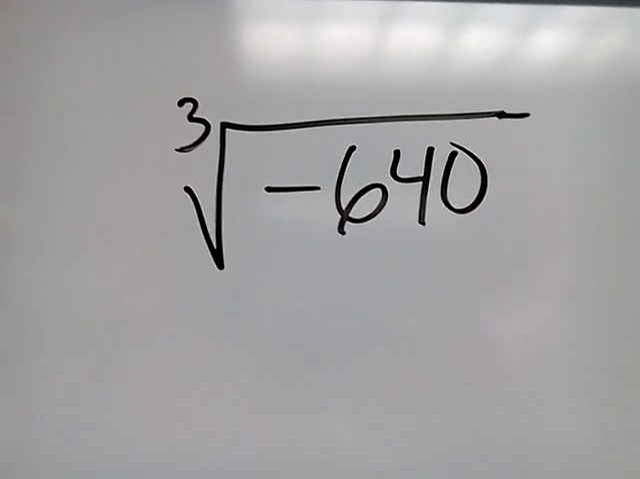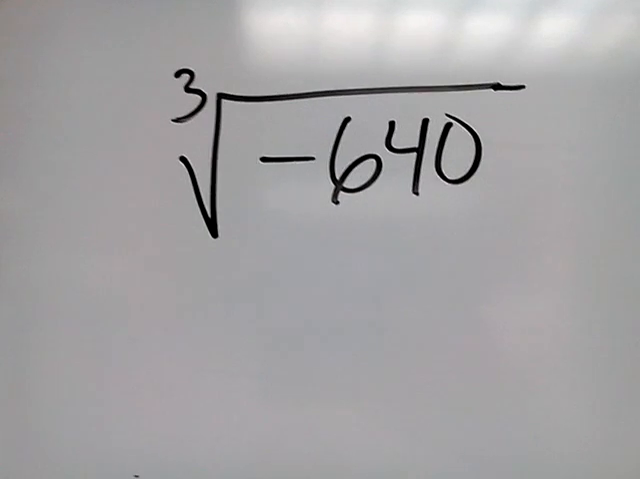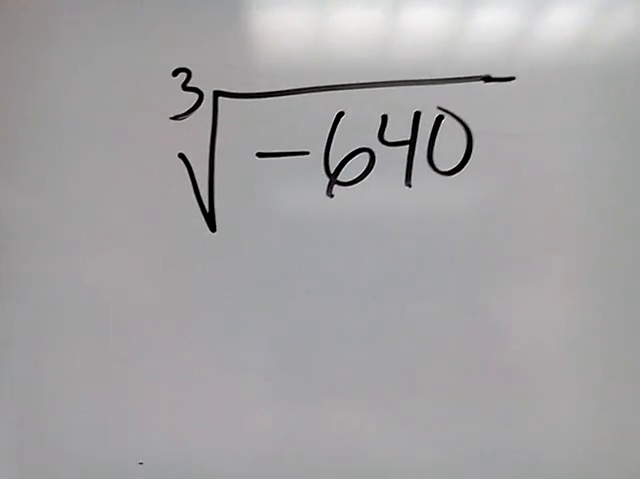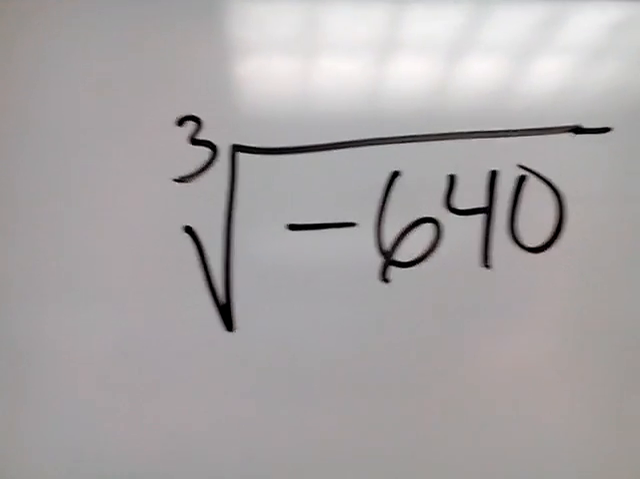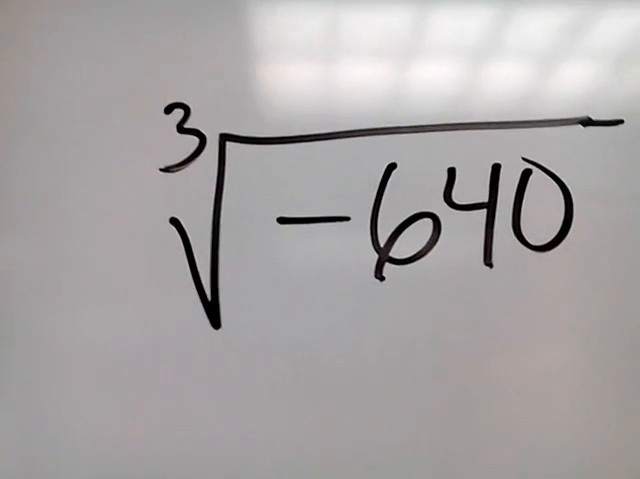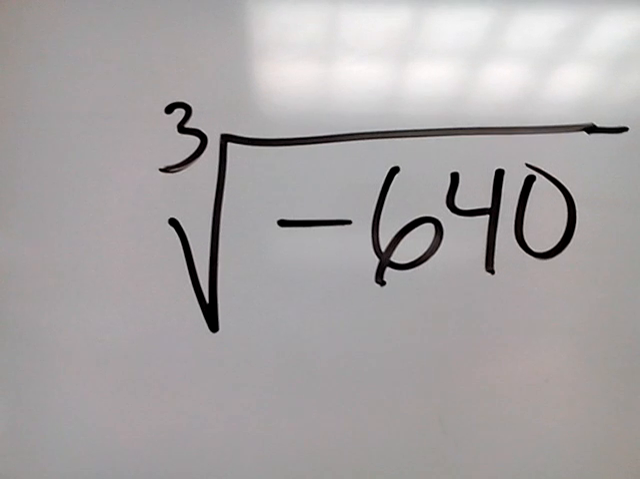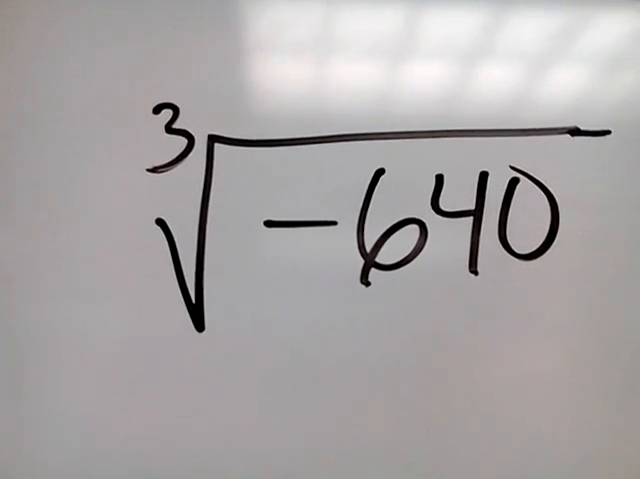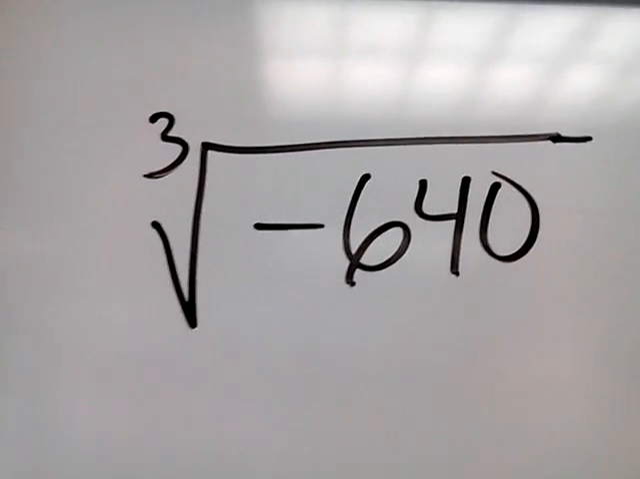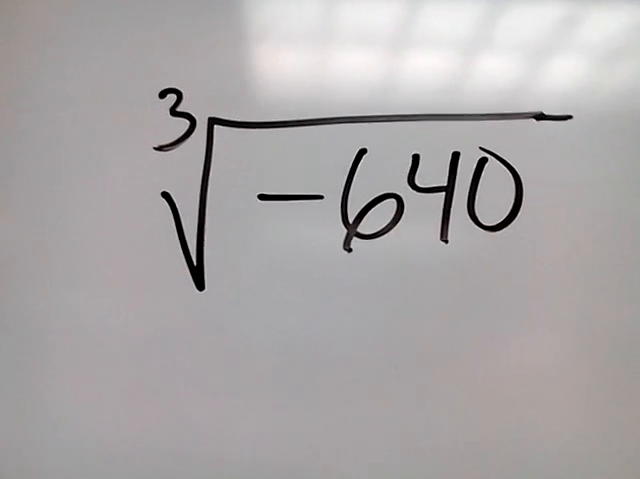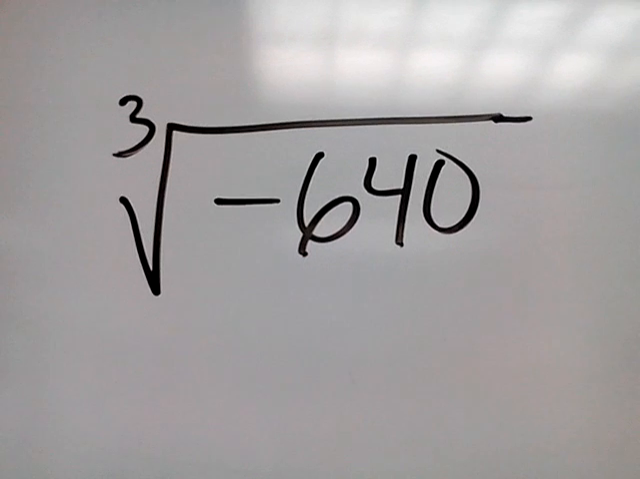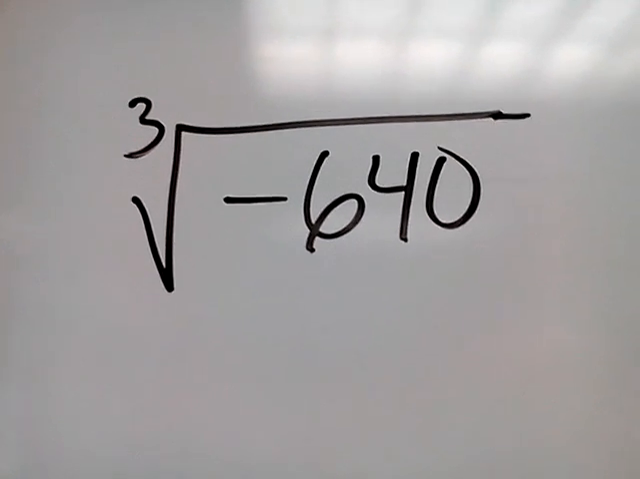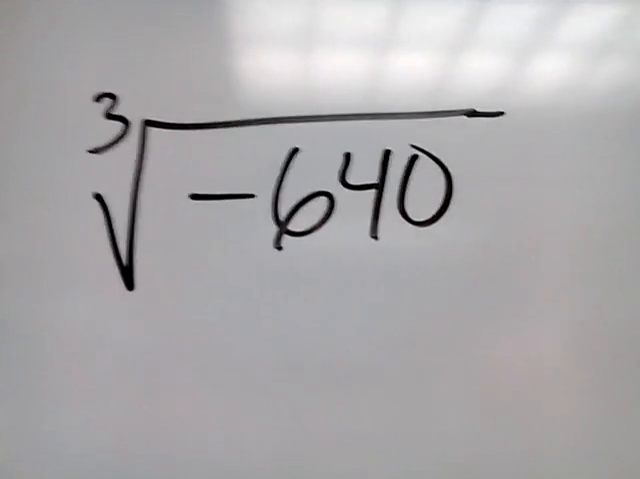In our next example, we want to simplify the cube root of negative 640. Given that we have an odd power, when we have odd powers, it is okay to have a negative inside of our radicand. And given that we can do that, our negative is going to be a part of our result. So we're going to have a negative result.